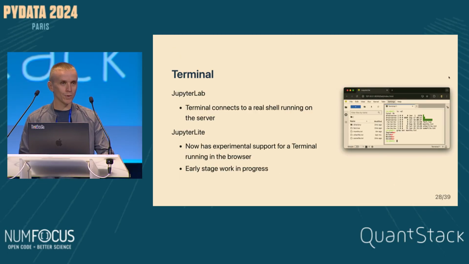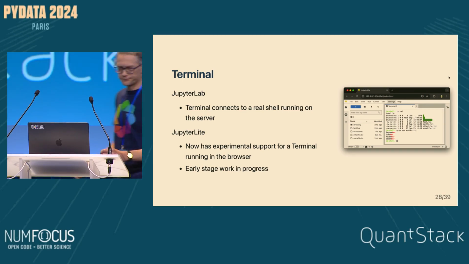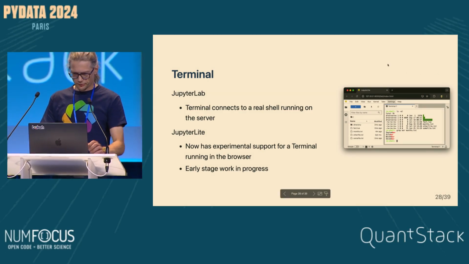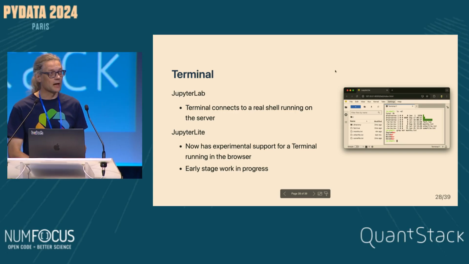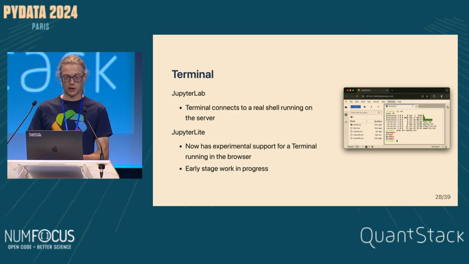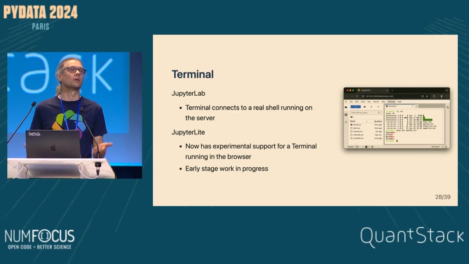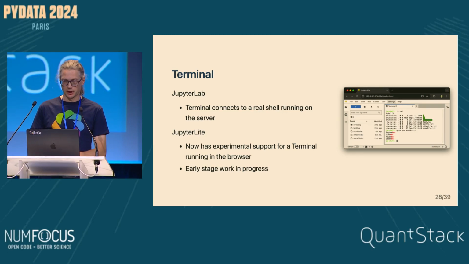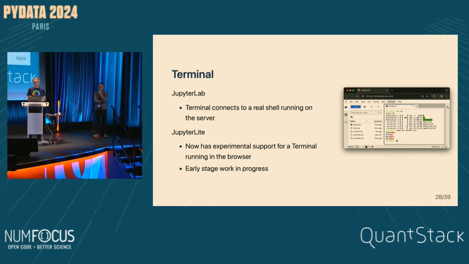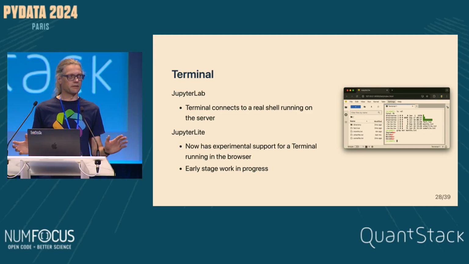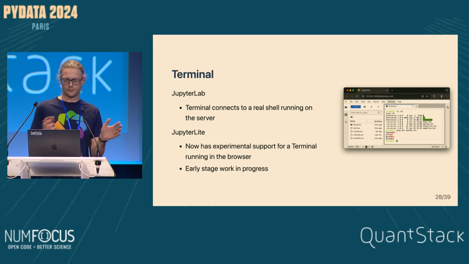Now, let's talk about the terminal. So yeah, as Jeremy said, JupyterLab has a terminal which connects to a real shell that runs on the server, so a bash shell, Z shell, whatever. We haven't had that within JupyterLite, but with recent work, we're starting to add some form of support for that. Screenshot on the right-hand side. It's very early stage work in progress. Some things that are easy don't work, and some hard things do, strangely.